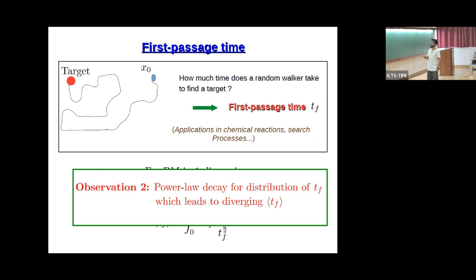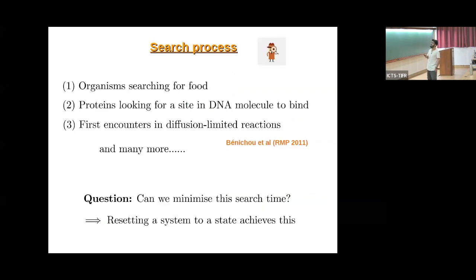Okay, so this is basically a search process. The particle is searching for some target. And this sort of search process appears quite ubiquitously. For example, organisms forage, they go around looking for food. In a biological context, one has proteins which are looking for binding sites in DNA molecules. And in chemical reactions, where you have two diffusing particles, they react when they come together. The first encounter time basically tells you what the efficiency of the reaction is. And there are several other examples of this sort of search process.